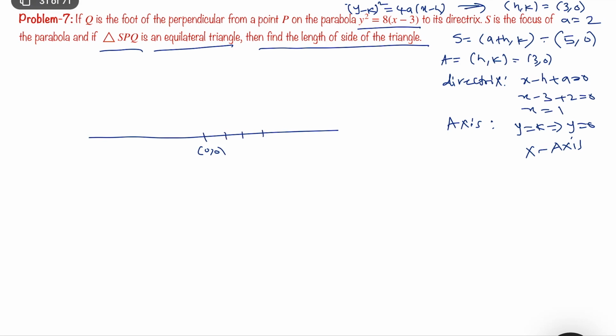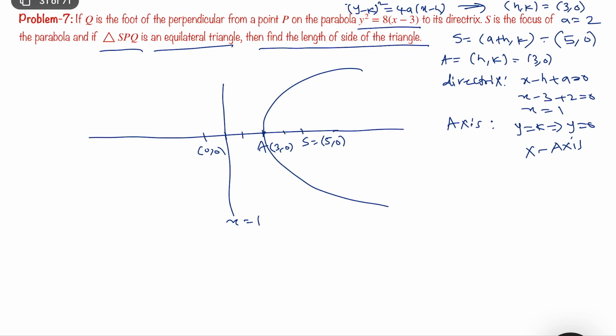So the vertex is going to be this one. This is the vertex 3 comma 0, and this is going to be the focus 5 comma 0. Okay, and the equation of the directrix is going to be this one, x equal to 1. Now this is a parabola opening to the right side, so it looks something like this. Okay, this is a parabola.